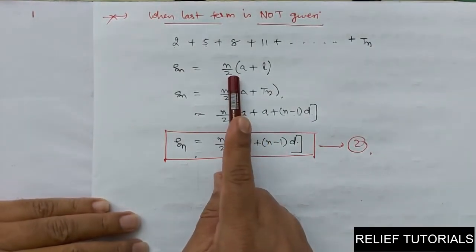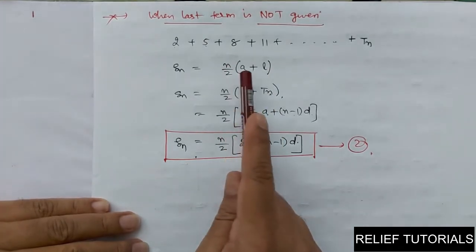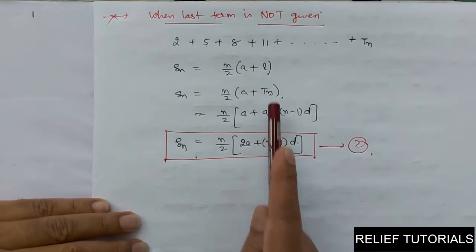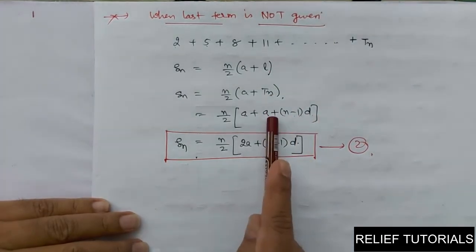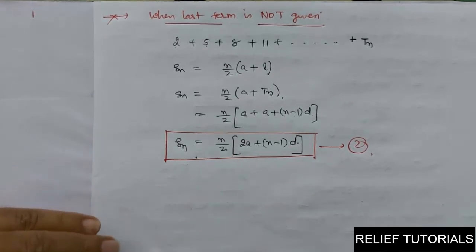You know the basic formula, Sn equal to n by 2 into A plus L: number of terms divided by 2 into first term plus last term. If the last term is not given, let it be the nth term. The nth term is Tn, and Tn you know is A plus n minus 1 into D. So A plus A, 2A plus n minus 1 into D. So we will use this formula when the last term is not given. Clear, friends? Have you got it?